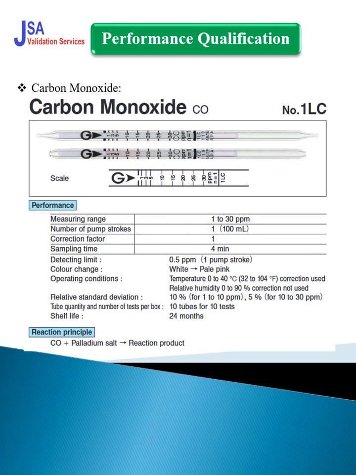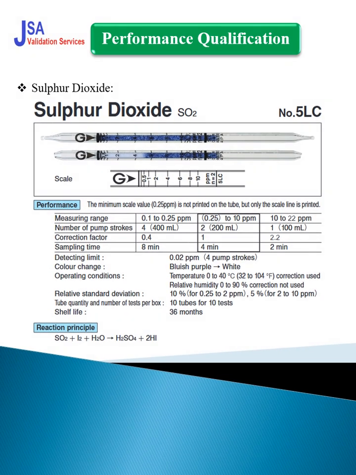Then for carbon monoxide we can use 1LC, which will change the color from white to pale pink if carbon monoxide is detected in the compressed air. Then for sulfur dioxide, we can use the 5LC tube. SO2 will change the color from bluish purple to white.